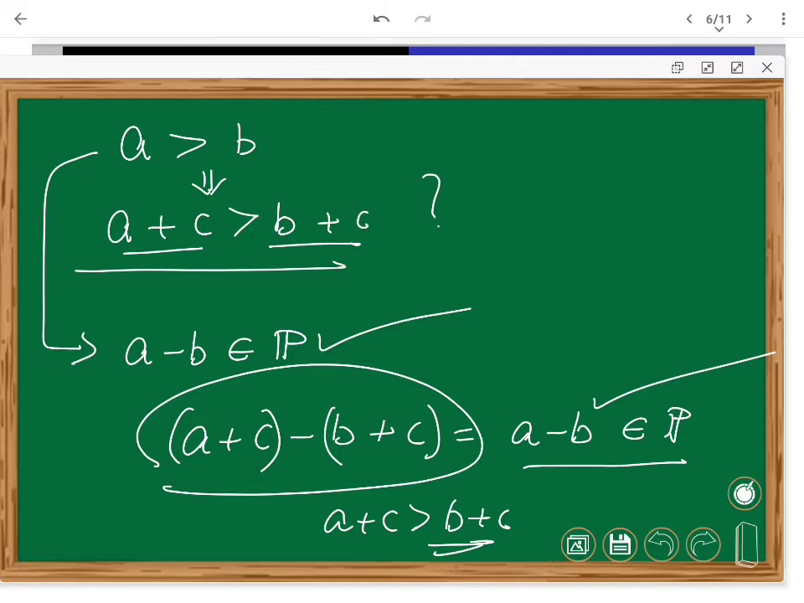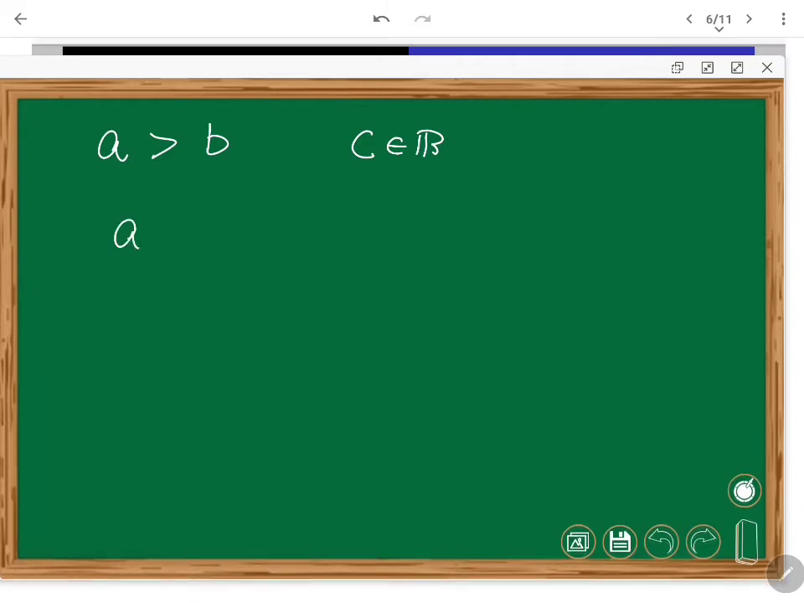What about multiplication? How does it behave? That also we'll check. That is, if A is greater than B and C is a real number, what can you say about AC and BC?